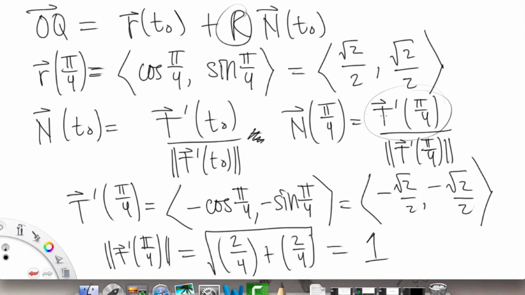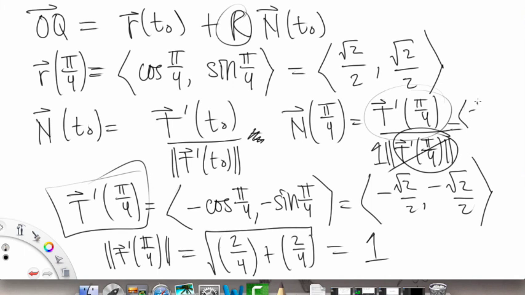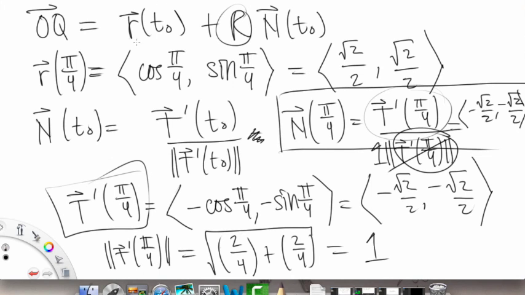So for our unit normal, I'm going to plug them in here. We found that the magnitude equals 1, so that's a 1 on the bottom. And our T prime at pi over 4 is equal to negative radical 2 over 2, comma, negative radical 2 over 2. So that's our unit normal vector. And we found our r of t naught, which was a positive version of that. And then we have 1 as our radius of curvature. So let's put it together for the center on the next slide.